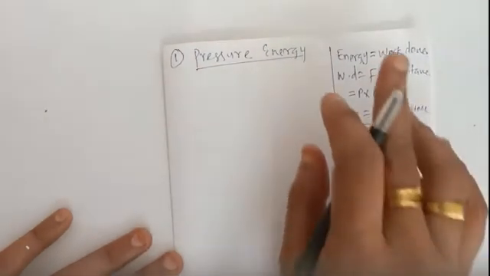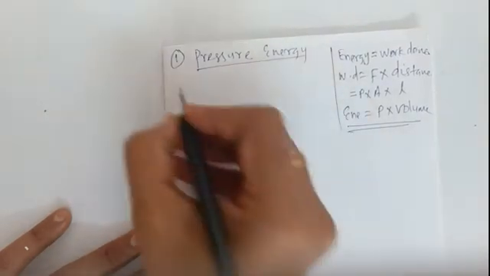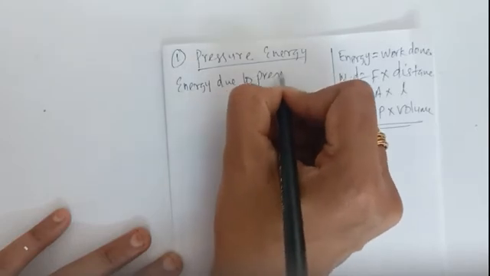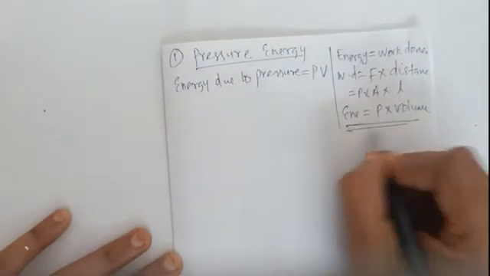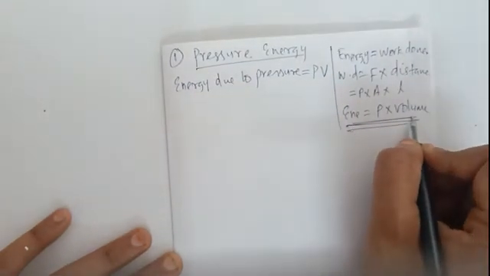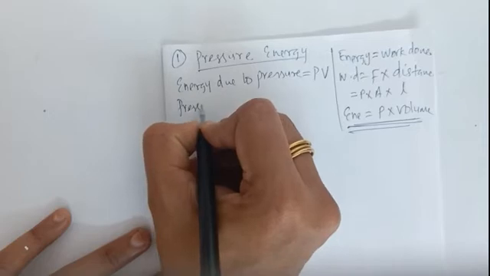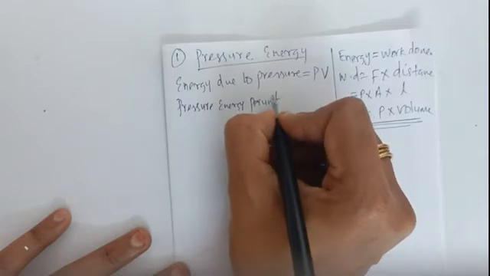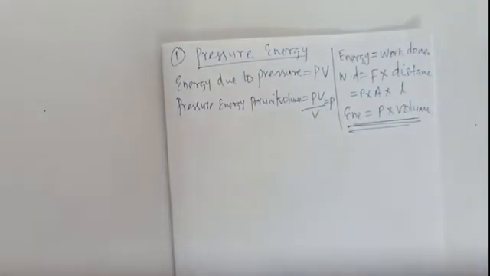Now let us see what is the energy due to pressure in the fluid. That is energy due to pressure in the fluid is given by P into V. Energy is equal to P into V. Now we are going to consider the energy of the fluid per unit volume. That is pressure energy per unit volume, that is equal to PV by V, and we are getting it as P. So that is pressure energy per unit volume.